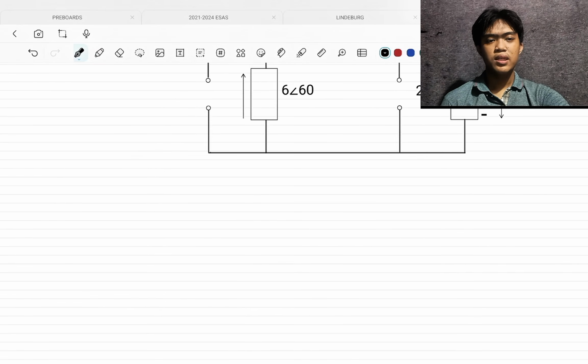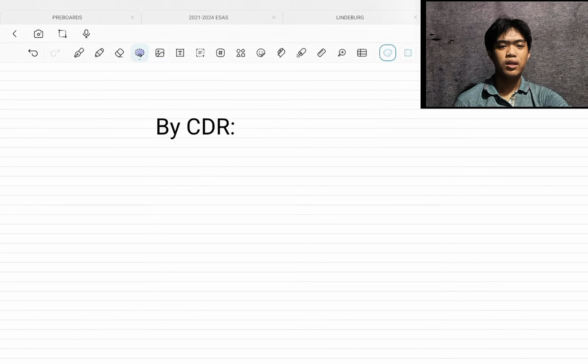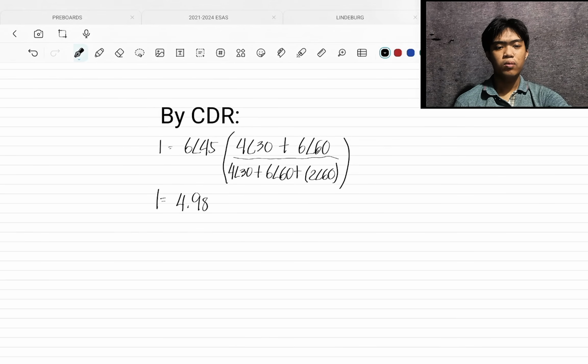Next, we solve for 6∠45 amperes. Again, we apply the superposition procedure by shorting the 12∠0 volts and opening the 4∠0 amperes, leaving only the 6∠45 amperes current source driving the circuit. Using the current divider rule again, we determine the current flowing through the 2∠60 branch, which gives us the current of 4.982∠42.964 amperes.